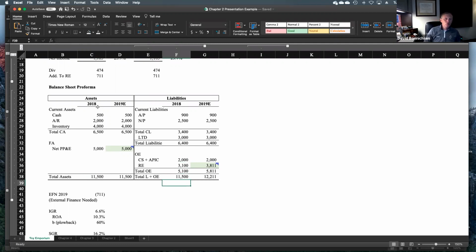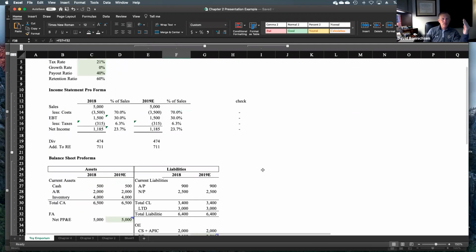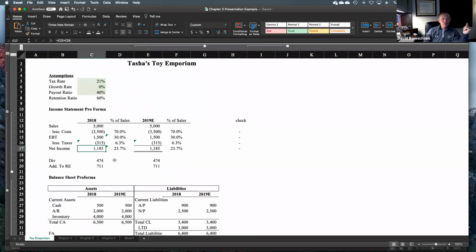Okay. So for 2018, we've just taken the data that were given from Tasha and put it into our two financial statements. Yes, everything balances, and we have a net income, and we know what our dividend payout ratio is. Did everybody get that?